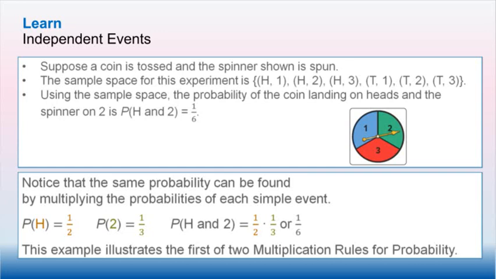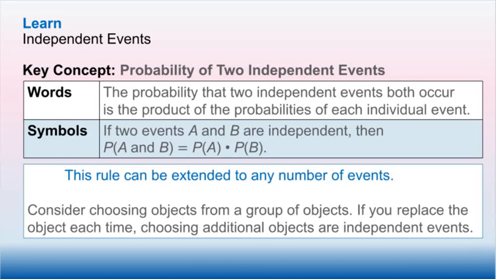Notice that the same probability can be found by multiplying the probabilities of each simple event. The probability of heads is 1/2. The probability of spinning a 2 is 1/3. 1/2 times 1/3 is 1/6. That would be the multiplication rule for probability. The probability that two independent events both occur is the product of the probabilities of each individual event. So the probability of A times the probability of B is the formula for two independent events.